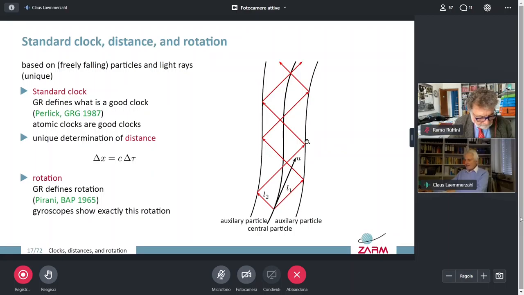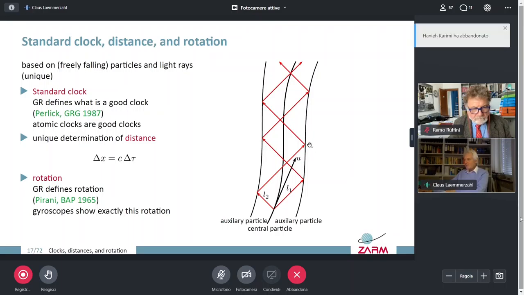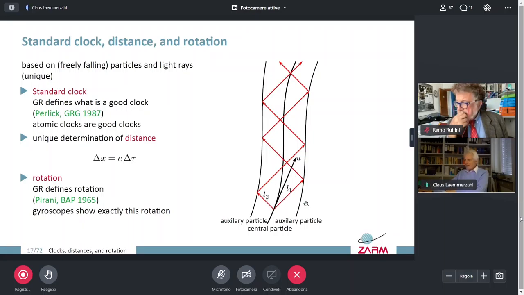And again, with light and three particles, one can define what rotation is. This is called the Pirani construction, the bouncing photon construction. You have a central world line and two auxiliary world lines. Light goes back and forth between the auxiliary world lines and always meets the central particle and always hits the auxiliary world lines. This means that the auxiliary world lines are in general not geodetic. We also do not make any assumption about the central particle. But this also defines a time-like propagation of a spatial direction given by the light rays, and this then defines non-rotation. And everything which moves with respect to this non-rotating vector is then called rotation.